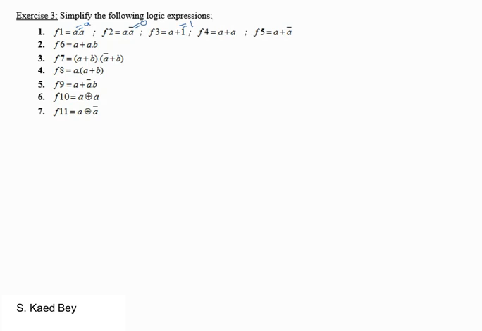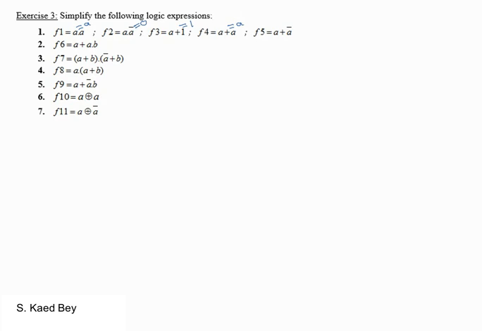If we look at F4, F4 equals A ORed with A. According to the idempotent law, the answer will be always A. Think about it, if A is 0, 0 ORed with 0, the answer will be A, which is 0. And if A was 1, 1 ORed with 1, the answer is 1, which is A.